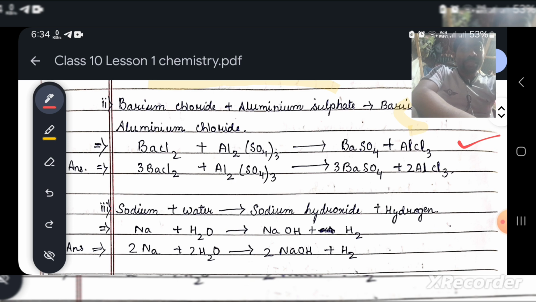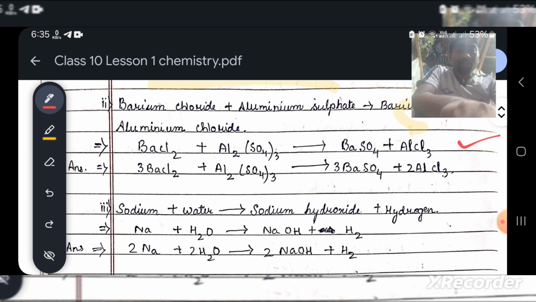Then SO4 3. After aluminum, what is there? SO4 and 3. But in the product side, how many SO4 is there? Only SO4 is there. The bracket 3 is not there. It means SO4 is 1 molecule. Okay. So now what can we do?